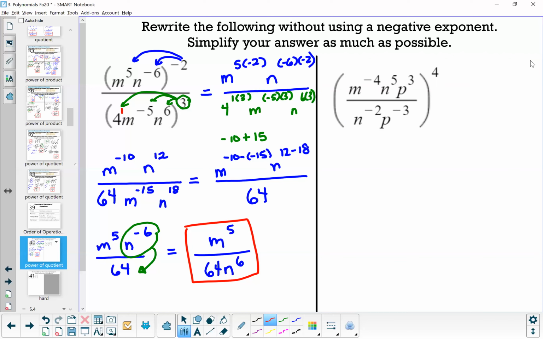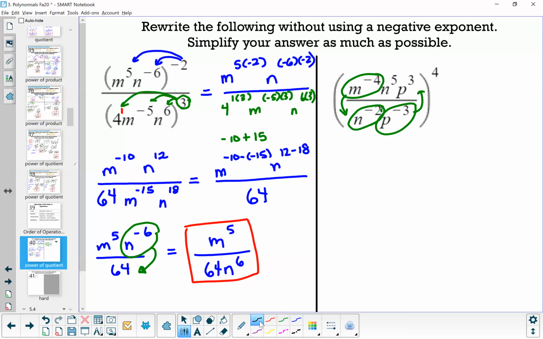Okay, so let's do this together. We have here our order of operations says simplify inside of parentheses. So we're going to do that first. So we can either do reciprocals or we can do the quotient rule. This time I'm going to start with taking m to the negative 4 across the fraction bar. And then I'll do the same thing in the denominator, n to the negative 2 and p to the negative 3 across the fraction bar.